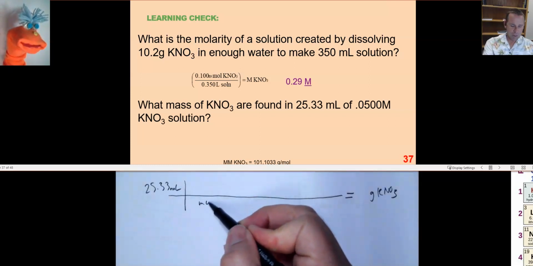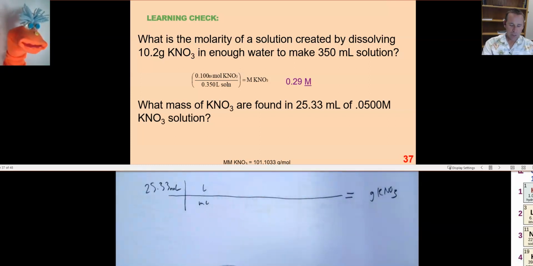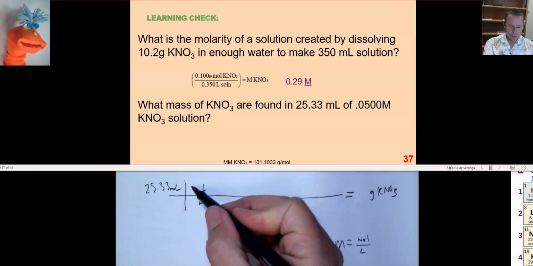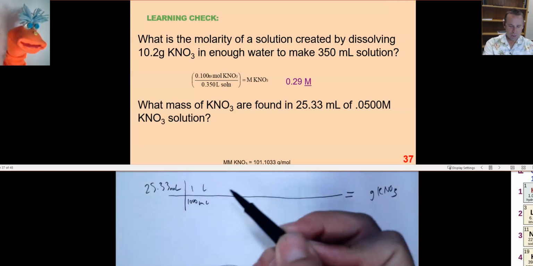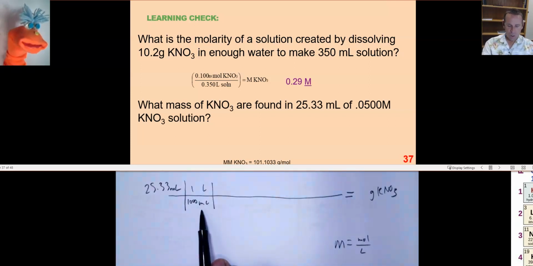If I go from milliliters to liters, now the reason I did that is because I was provided molarity, and molarity is moles per liter, right? So then I can get rid of liters with this molarity and identify how many moles of potassium nitrate there is for every liter of solution. So I went from milliliters to liters. 1 liter is 1,000 milliliters. And then milliliters are gone, right? I go from liters to moles using molarity.